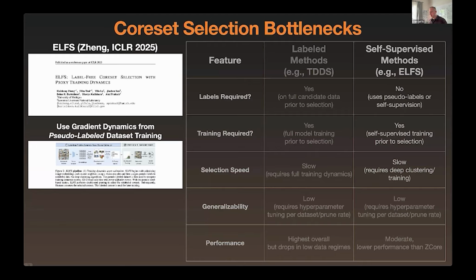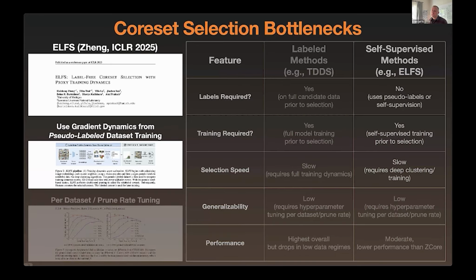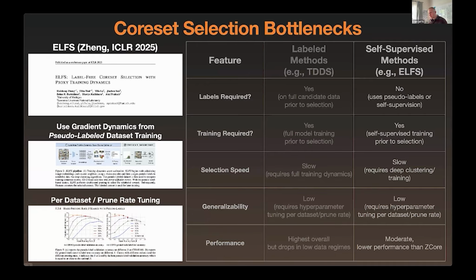But now that we are actually creating a pseudo labeled data set and then training on that data set, it actually takes more time in terms of compute. Additionally, although they don't do data set and prune rate specific tuning on the actual validation set, to their credit, they have a holdout set from the pseudo labeled data set. They still do data set and prune rate tuning. And so they run several different configurations of their algorithm to figure out which of these versions is going to perform best, given the data set that we're operating on and the prune rate that meets our budget. And so this, again, limits generalization.